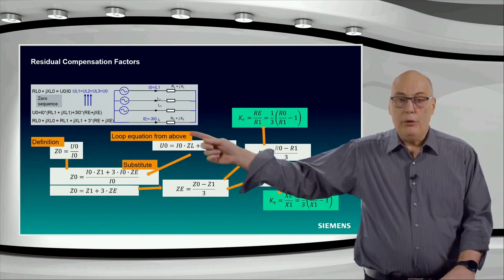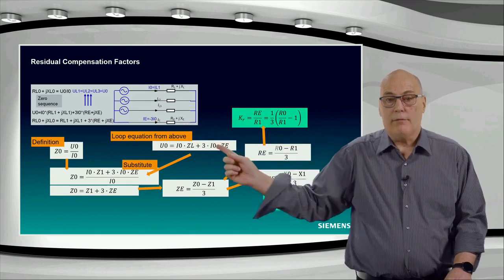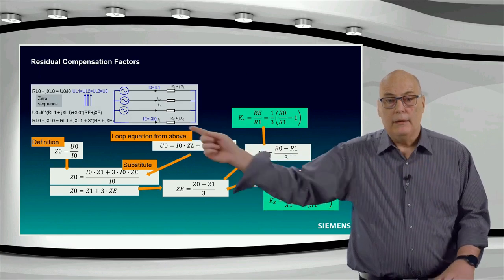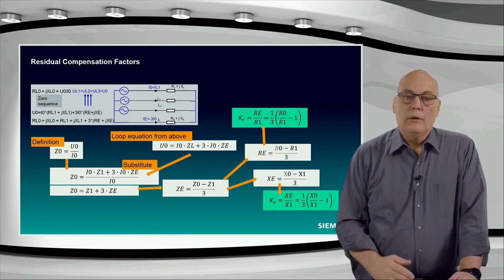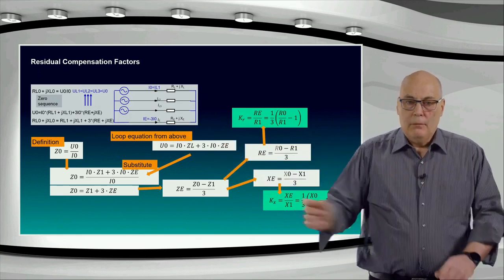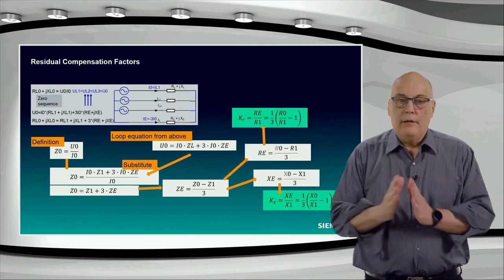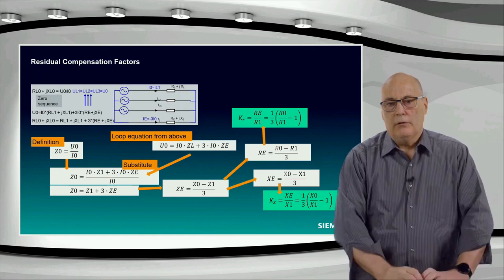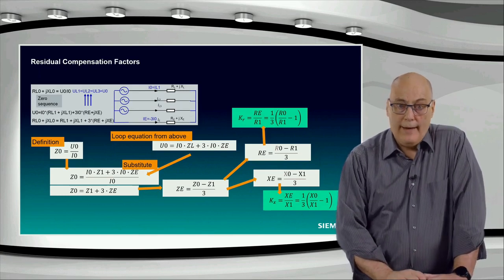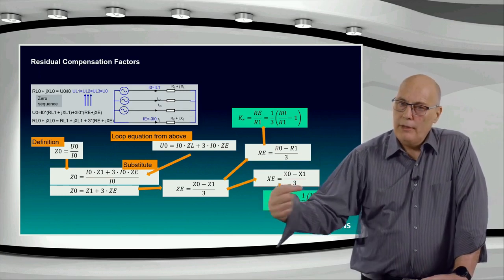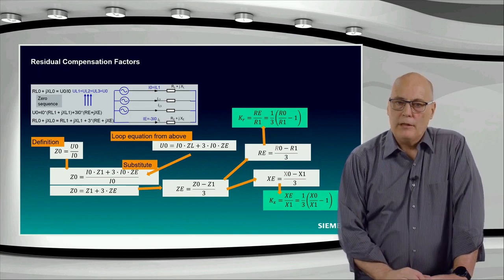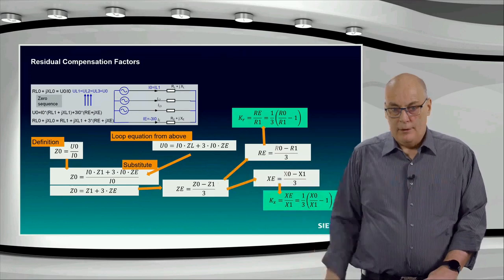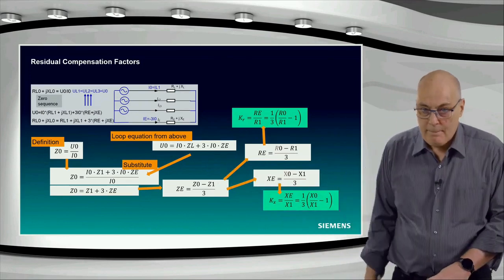Remember here, if we were using IE instead of 3 I naught, it would be a minus sign, because IE is equal to minus 3 I naught. It has to do with the direction, because the arrow, as you see over there, is defined in the current flow for IE, positive always in the direction of the protected object, the line, but the I naught is flowing in the opposite direction, from right to left. So that's why IE equals minus 3 I naught. But for the loop equation, this is the correct way to do that.